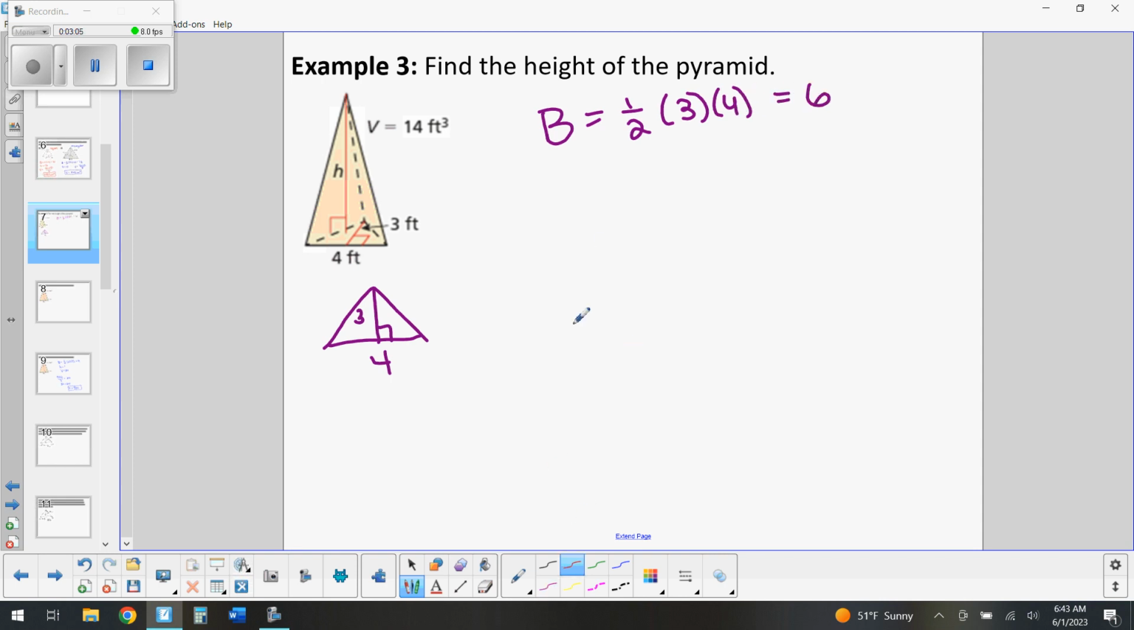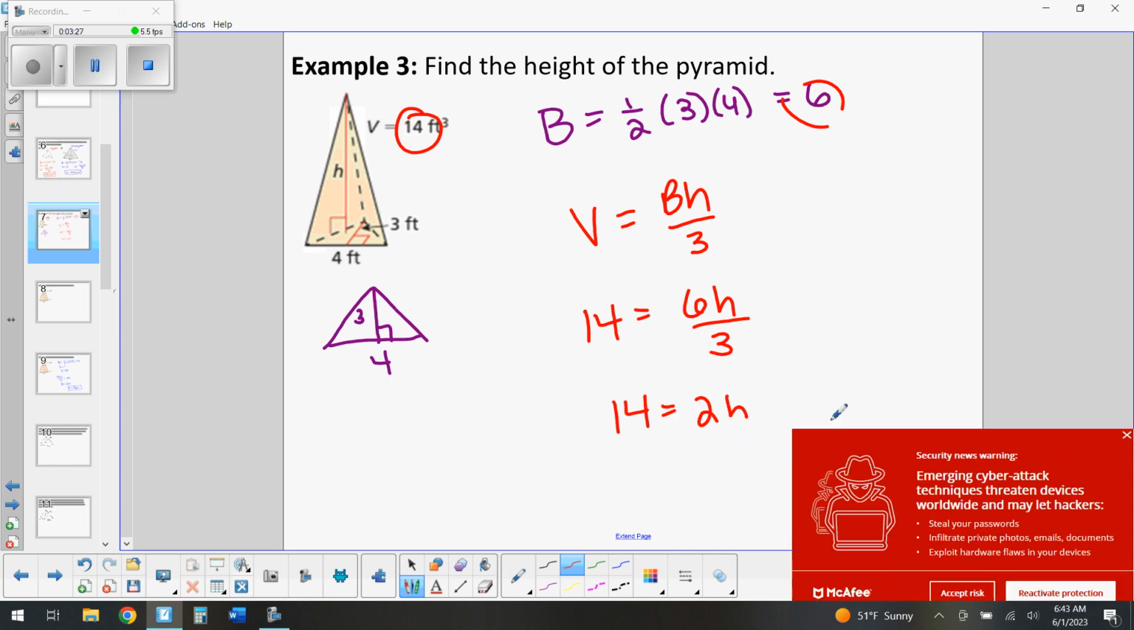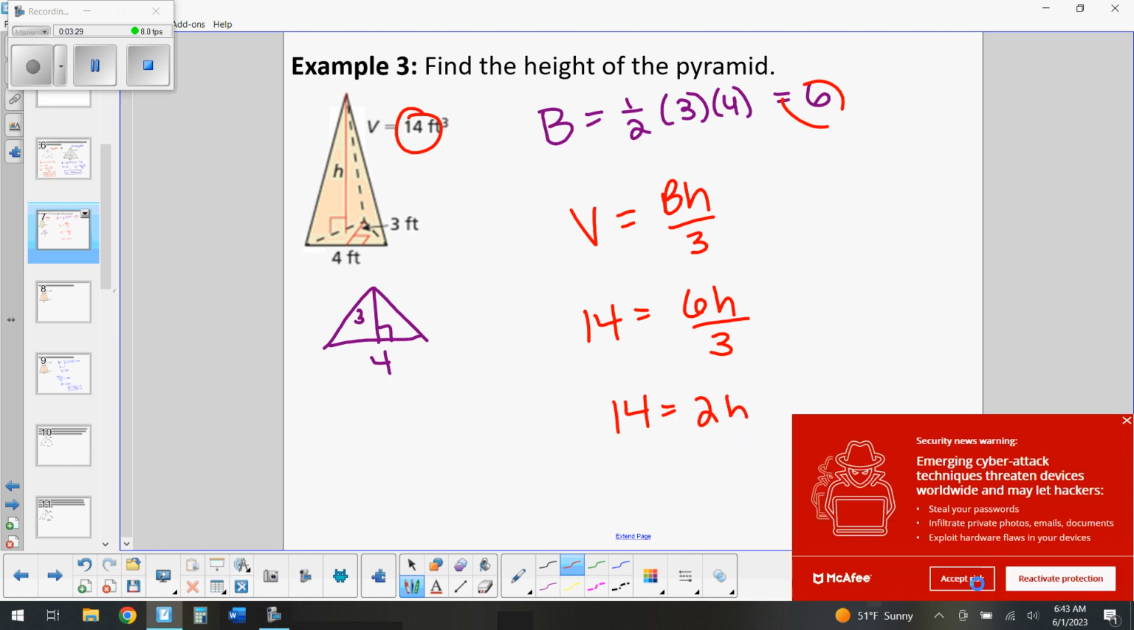So if I know the formula for volume is BH over 3, and I know V is 14, B is 6, but I don't know H, this is my equation. I could either multiply both sides by 3, or this actually reduces. 6 over 3 is 2, so this is really 14 equals 2H. Then if I divide both sides by 2, I get H is 7. And that's in terms of feet.